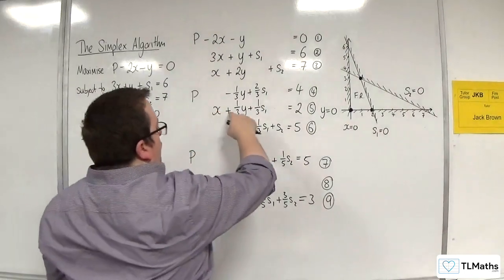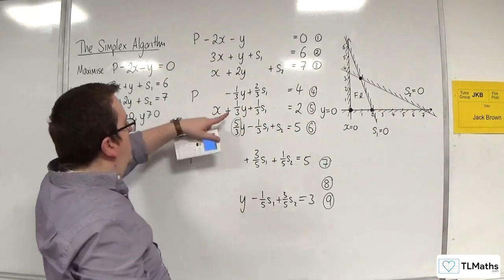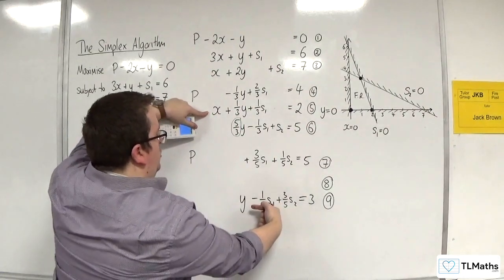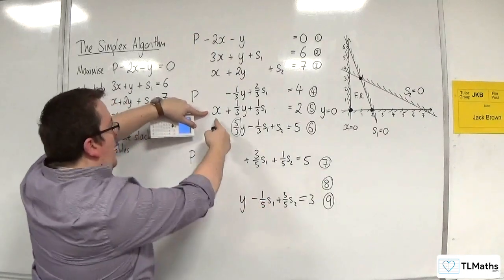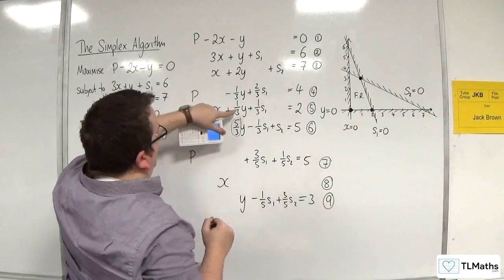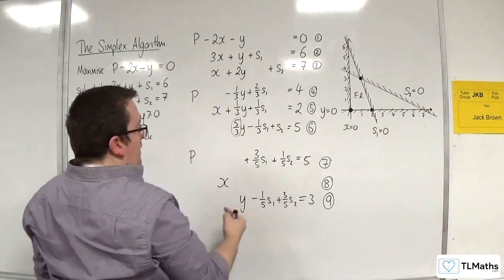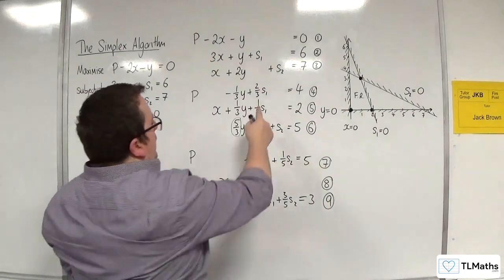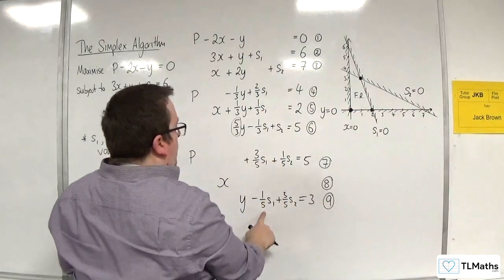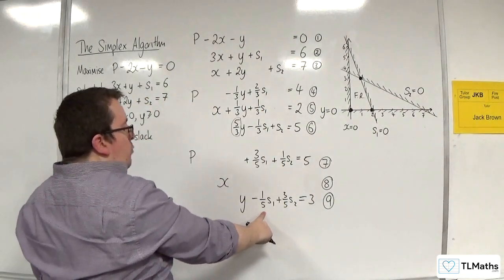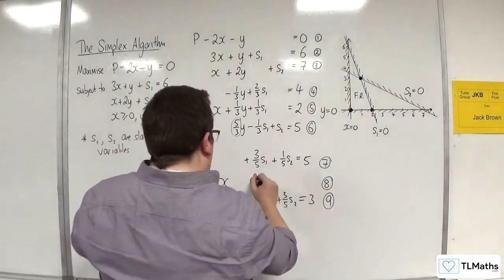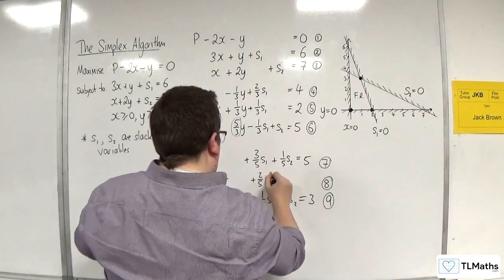Right. Now for equation 5, I want to eliminate the 1/3 y, so I'm going to have to take this equation and take away a third of equation 9. Okay, so x, take away a third of nothing, so I've just got the x. I've got the 1/3 y, take away a third of y, gone. I've got the 1/3 S1, take away a third of minus 1/5 S1, so plus a 15th, so 2/5 S1.